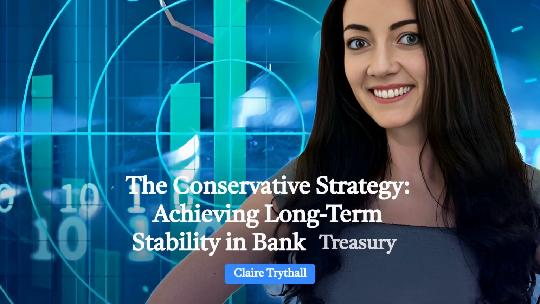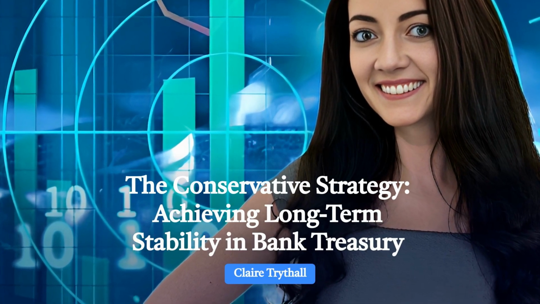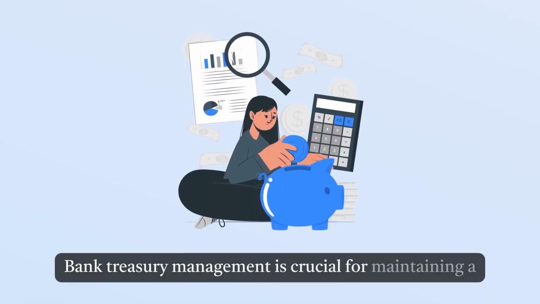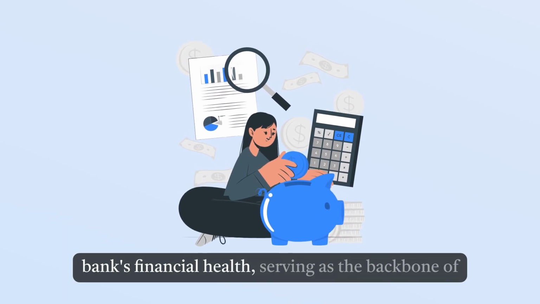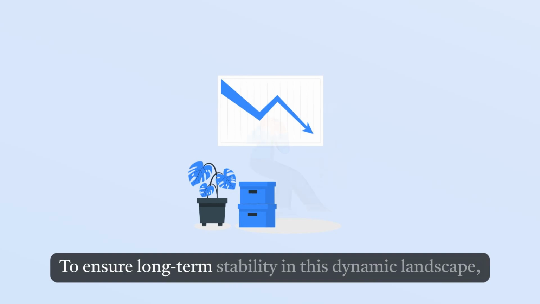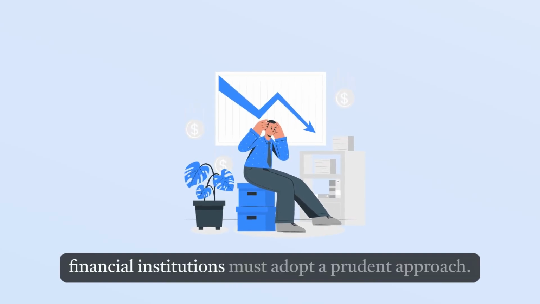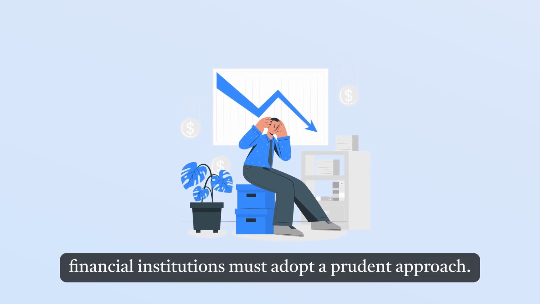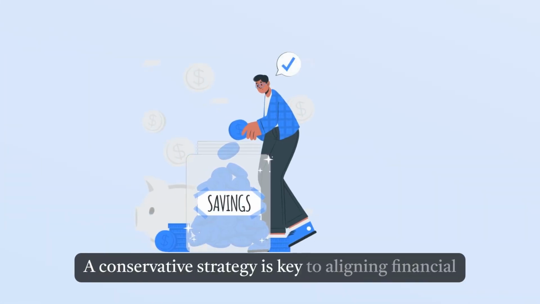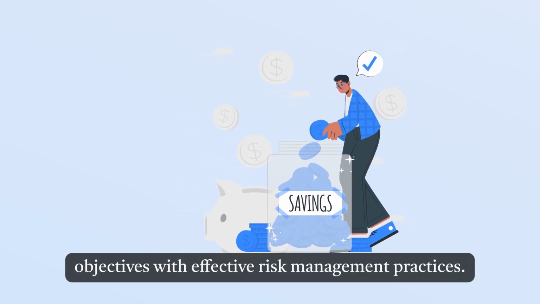The conservative strategy, achieving long-term stability in bank treasury. Bank treasury management is crucial for maintaining a bank's financial health, serving as the backbone of the financial ecosystem. To ensure long-term stability in this dynamic landscape, financial institutions must adopt a prudent approach. A conservative strategy is key to aligning financial objectives with effective risk management practices.